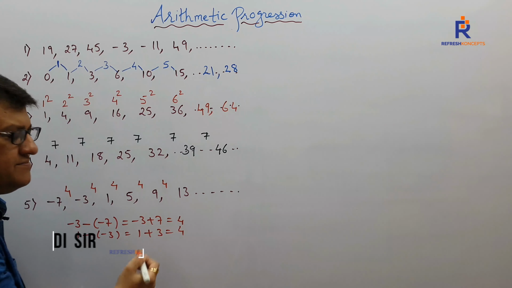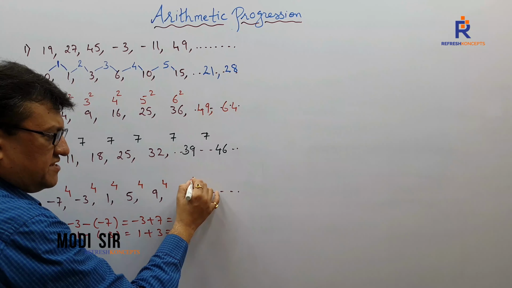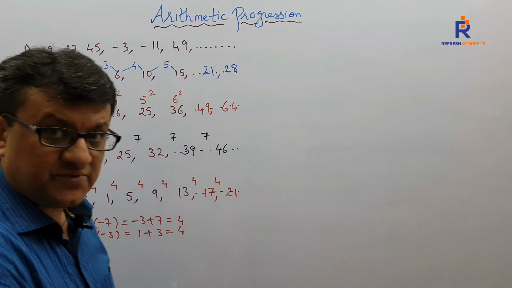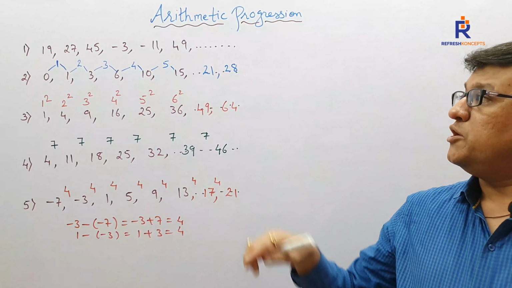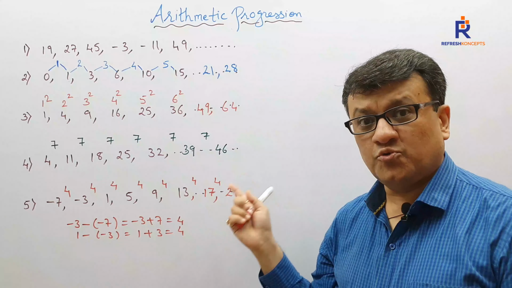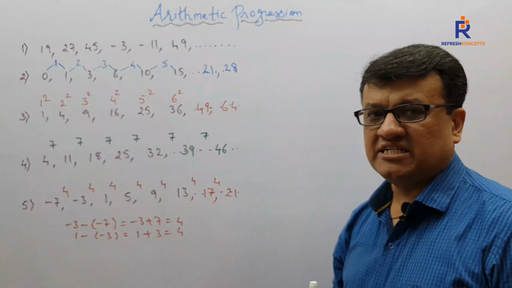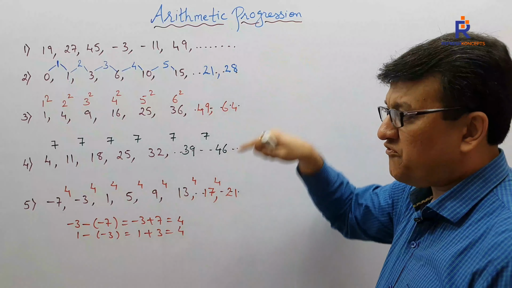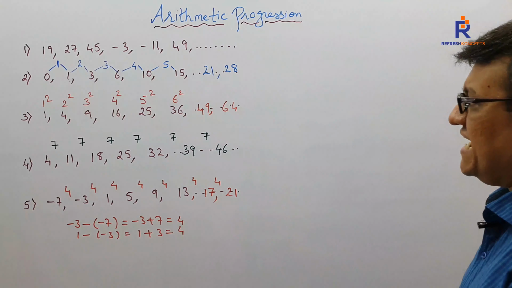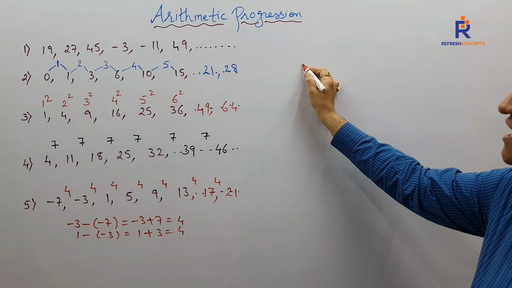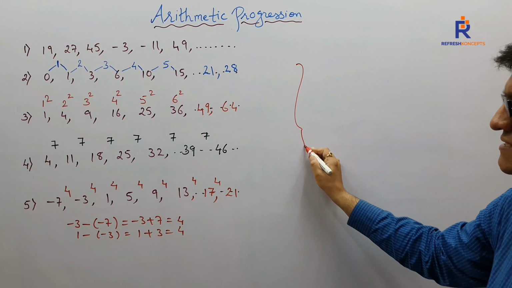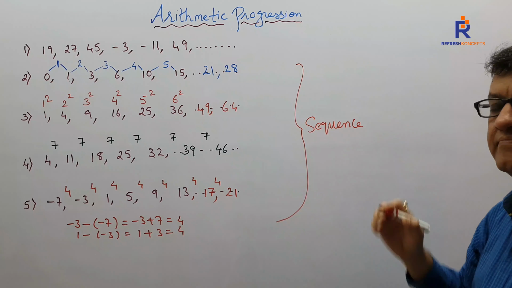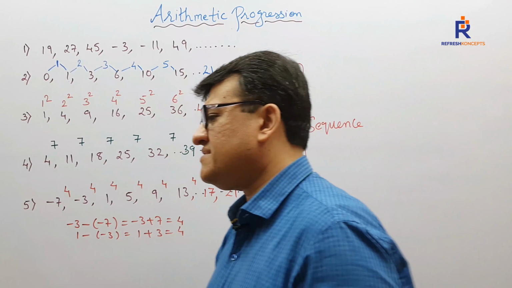So are you in a position to say? Certainly yes. So what is it? Plus 4, sir, 17. Plus 4, sir, 21. Right? So barring the first one, in all the cases, you were in a position to predict the next term. Now, second to fifth are all termed as sequence. What they are termed as, children? They are termed as sequence.